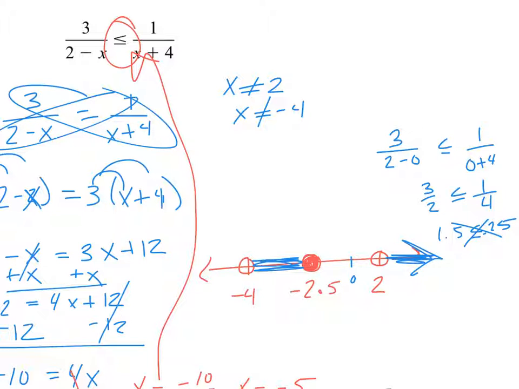Now this is an and an or case. My first statement is going to be negative 4 is less than x, which is less than or equal to negative 2.5, or x is greater than 2. And that's my final answer.